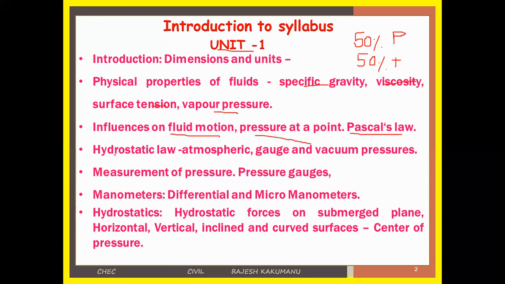The next one is the hydrostatic law. In this hydrostatic law, we have the derivation and also the problems. We have theoretical concepts like atmospheric pressure, gauge pressure, vacuum pressure, and measurement of pressure. How to check the pressure in a fluid and what are the various devices to measure it. We have various types of pressure measuring devices, that is mechanical pressure gauges as well as optical pressure gauges.